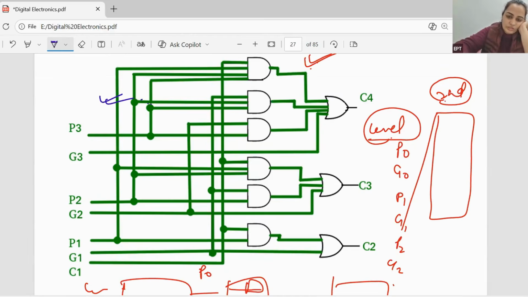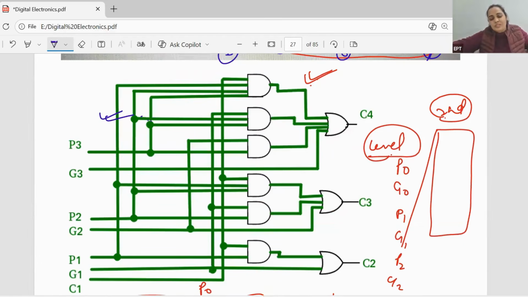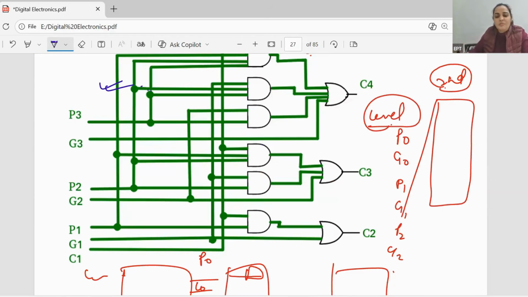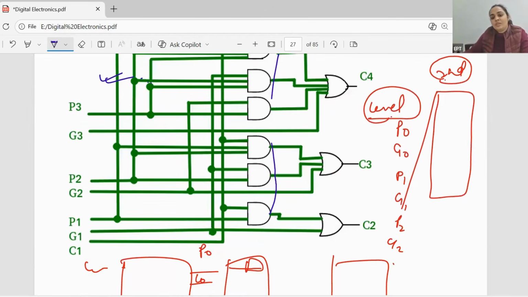It is not the right one here. It's right only, but let's see here how you will understand. How many gates are there? 3? 3, 6. And the number of inputs are 3 only, right? So 3 into 4 divided by 2. So this is going to be 6 only, right?